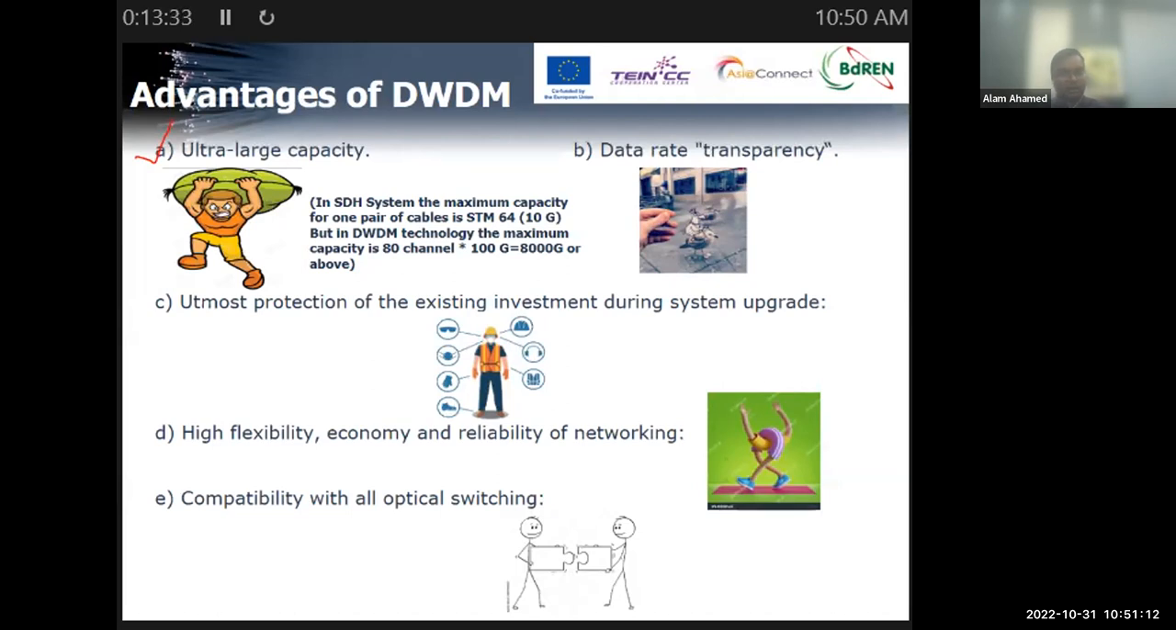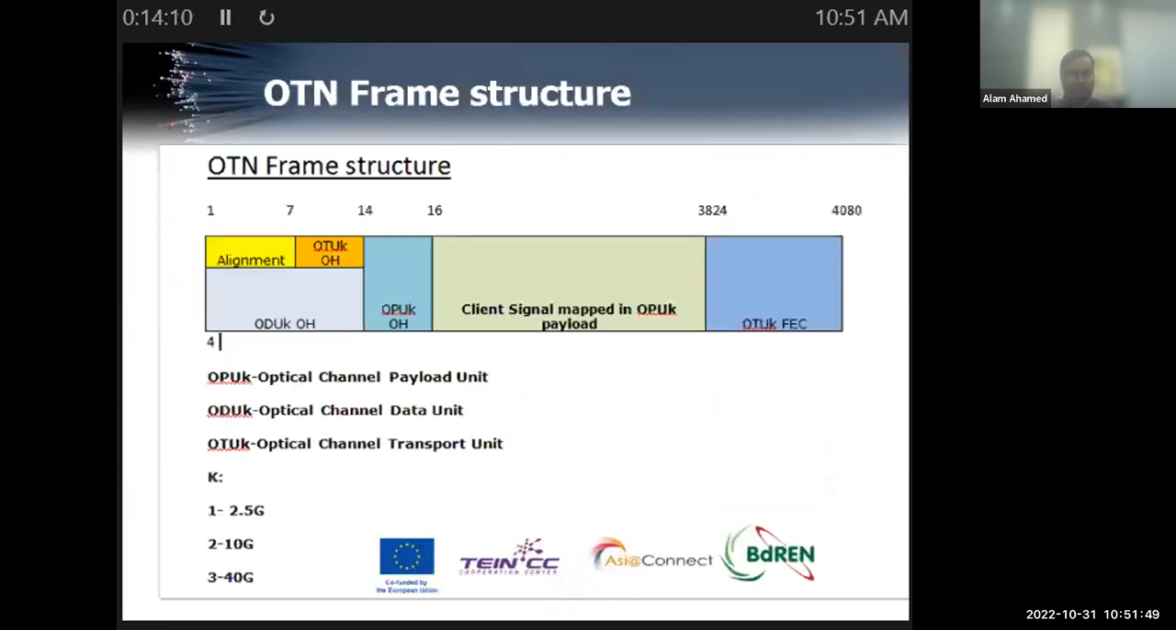The fifth advantage is the compatibility with all optical switching. It is well suited to the realizable all optical network in the future, where processing such as add and drop connectivity of all telecom services is implemented by changing and adjusting the optical signal wavelength. So DWDM technology is one of the key technologies to implementing the all optical network.